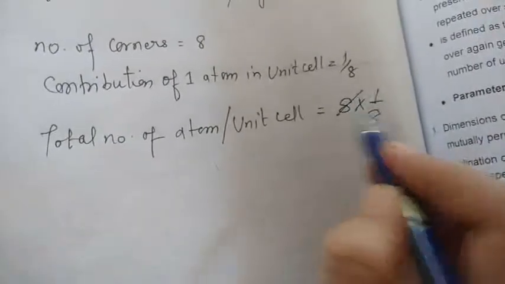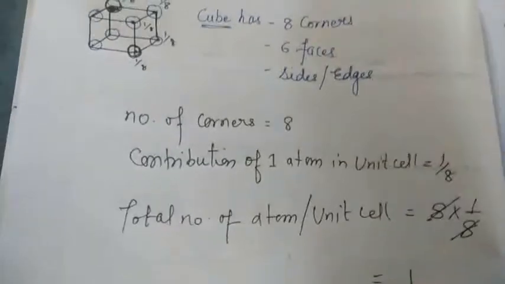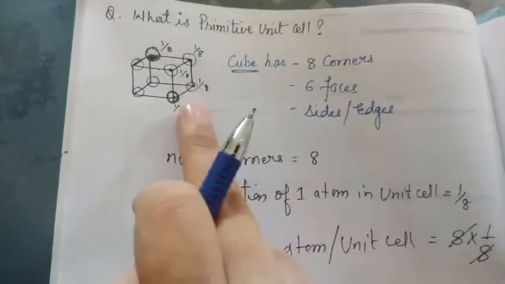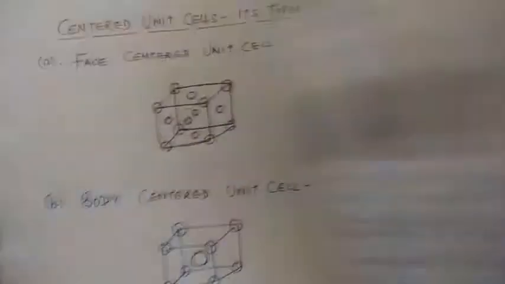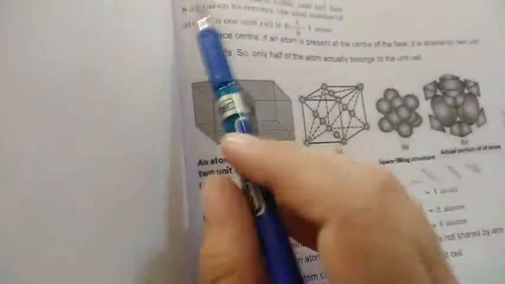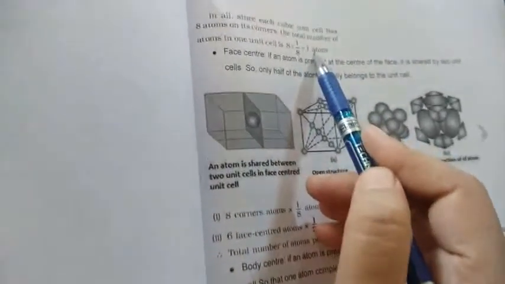So what is the answer? 1. So the number of total atoms present in a primitive unit cell is 1. Okay. This is calculated here. In all, since each cubic unit cell has 8 atoms at its corners, the total number of atoms in one unit cell is 8 into 1/8, which is equal to 1 atom. So I have explained in detail how to calculate it.